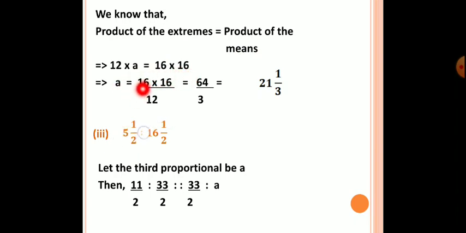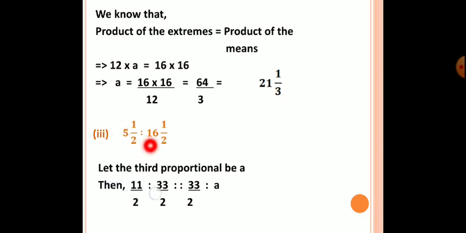So A equals to 16 into 16 divided by 12. On solving this, we will get 64 by 3, which is equal to, so again 64, the numerator is more than the denominator, so we can convert it into mixed fraction. So 64 divided by 3, that is equal to 21 1 by 3. Next one, part 3 of the same question.